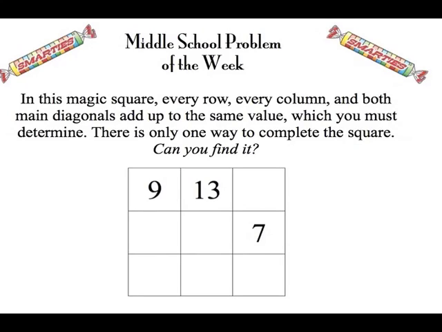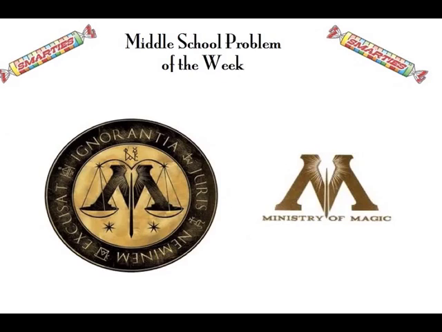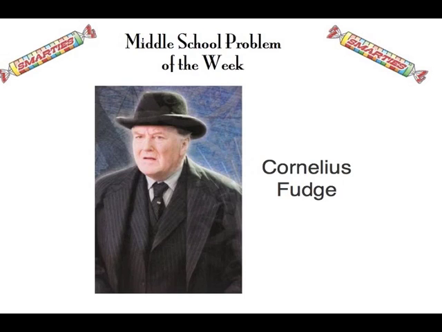In this week's problem of the week, we're working with a magic square, so we've asked for close supervision from the Ministry of Magic. And many of you will remember this minister of the Ministry of Magic, Cornelius Fudge, who lost his job when he refused to accept the existence of He Who Cannot Be Named.